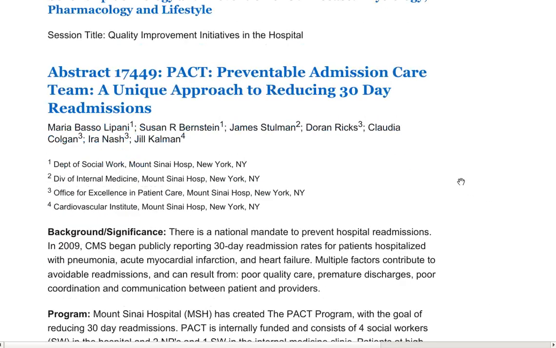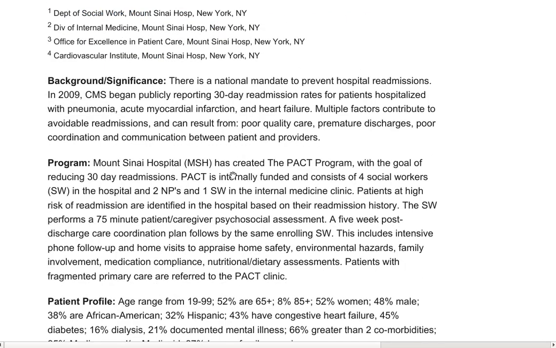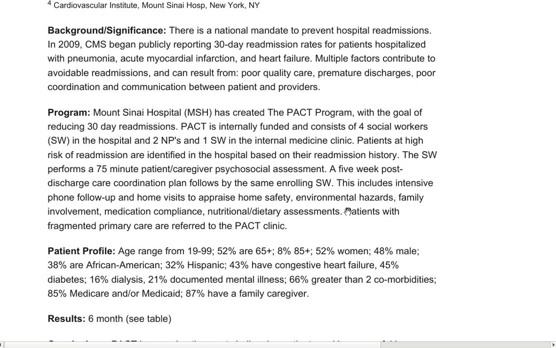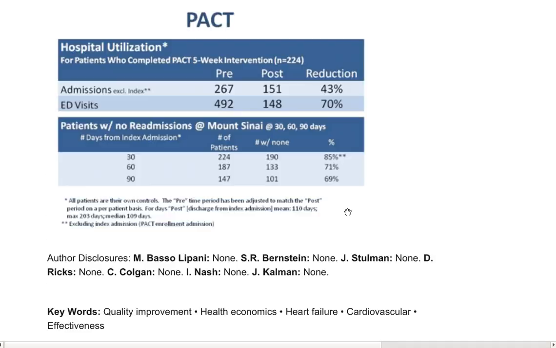So in this example, patients qualified because they had a high history of admissions to the hospital. You can see that the patients were identified based on their readmission history, and these patients had a large number of previous admissions to the hospital in the prior period. The results are shown in the table. What they did was implement a plan of counseling and working with patients to reduce the chance of readmission, and they claimed that their intervention reduced admissions by 43% and reduced emergency department visits by a whopping 70%.